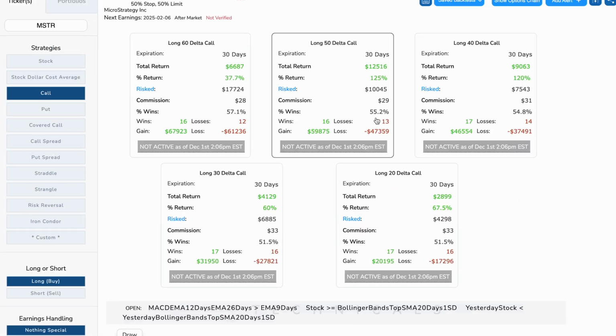So you can see that maybe our win percentage was slightly higher, barely, but our returns are much, much lower with the 1 standard deviation Bollinger Band. Let's go back to the chart.